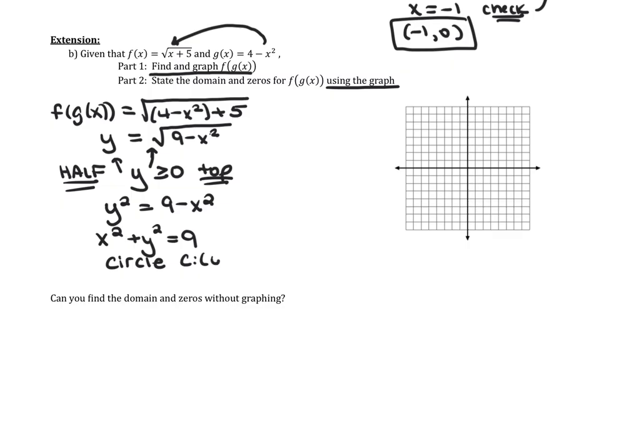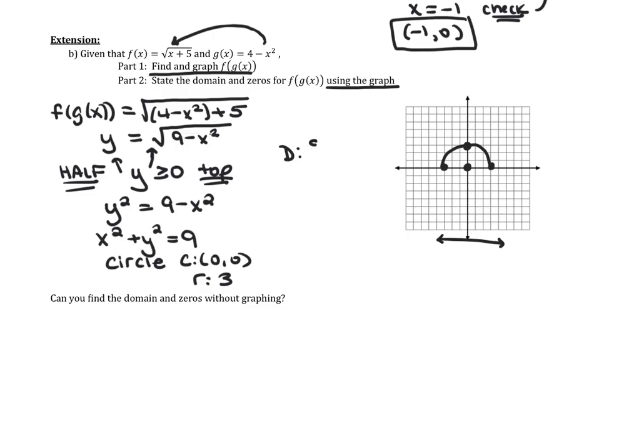That center is at 0, 0 with a radius of 3. But remember, we're only going to draw the top half of our graph. So we'll just go left, right, and up to get that semicircle. So that's part A, finding f of g of x and graphing. Now with the graph, so using our graph, we can find the domain next, which is just your possible values for x, which is your left and right. So the values that are covered go from negative 3 to positive 3.